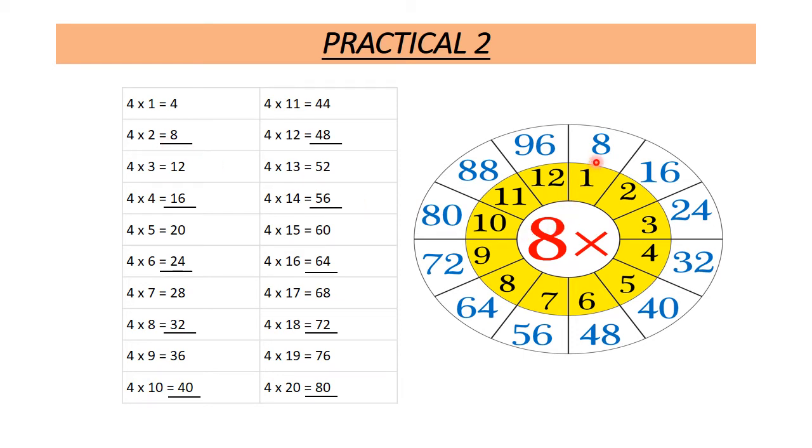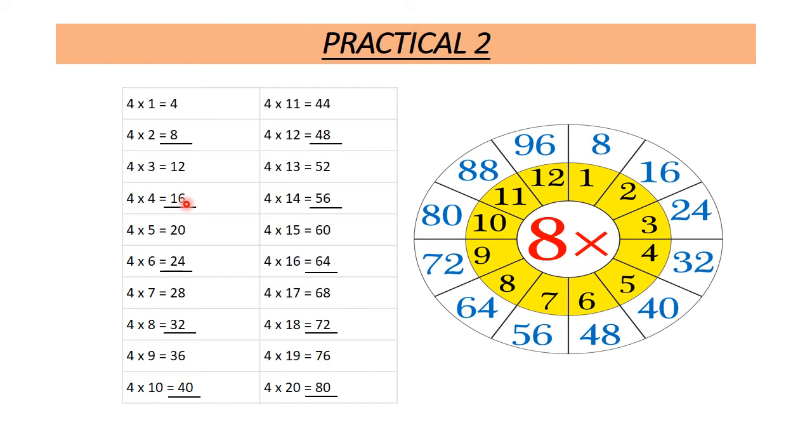So 8 1s are 8. Can you see this? Now you will skip this one. You will come to the next one. Now we have 4 multiplied by 4 is equal to 16.